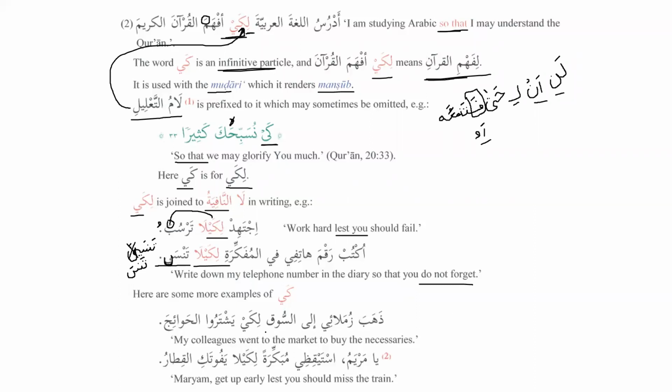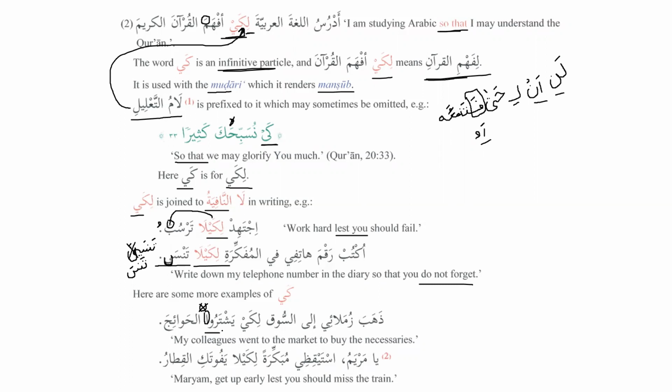ذهب زملائي إلى السوق لكي يشتروا الحوائج. يشتروا. What happened over here? زملائي, my classmates or my colleagues? Yes. It was يشترون. Perfect. The noon has been dropped and it has been compensated by alif. Okay, why do we have dhamma over here? يشترون, it was yashtaruna, right? The noon is dropped, yashtaru, and the noon has been dropped. So we will read it as yashtara wal hawaija.